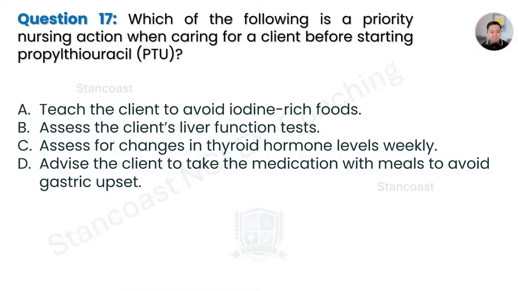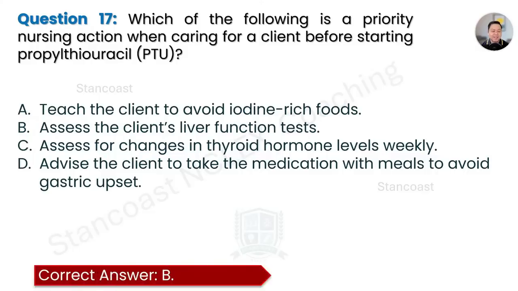Let's have number 17. Which of the following is a priority nursing action when caring for a client before starting propylthiouracil, or the PTU? A, teach the client to avoid iodine-rich foods. B, assess the client's liver function tests. C, assess for changes in thyroid hormone levels weekly. And D, advise the client to take the medication with meals to avoid gastric upset. The answer is letter B. Why?